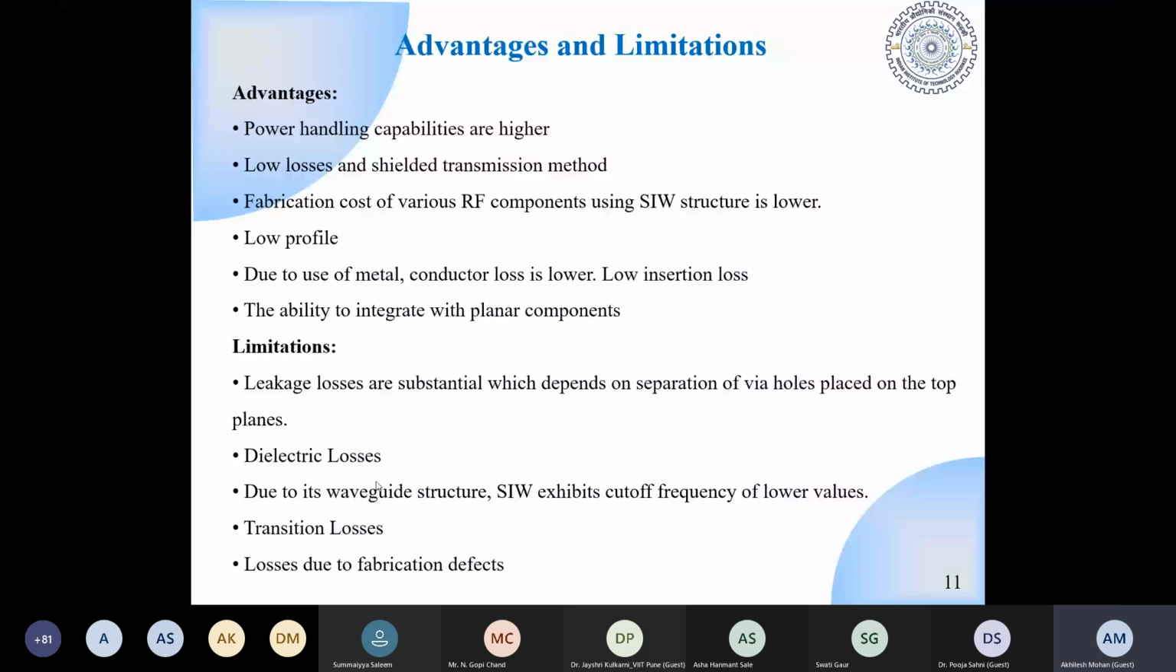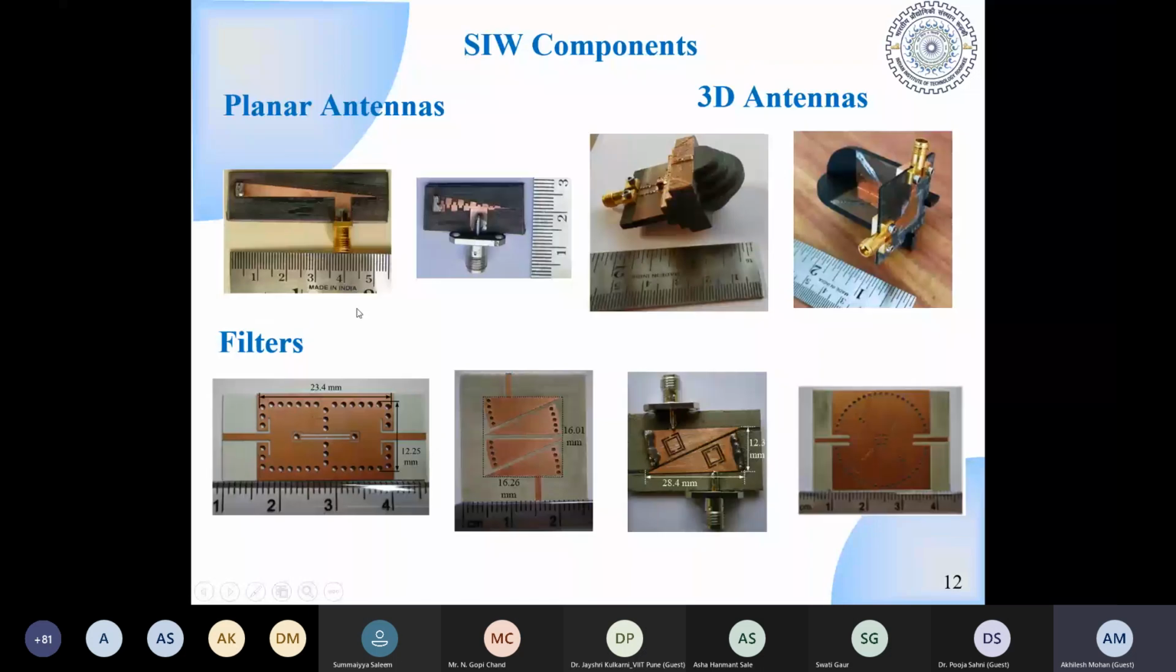So here are some of the components which our group has designed. They have designed some planar filters, planar antennas, which I will discuss a few of, then 3D antennas, all based on SIW components. We will replicate this horn antenna in planar form, instead of 3D form. It will be a low cost solution, and lightweight components can be designed. Similarly, this one has planar reconfiguration. We have also designed numerous filters using SIW technology.